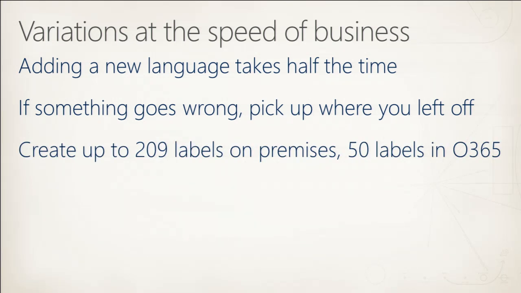We've heard a lot of feedback about this, that in the past we've talked about, okay, 50 labels is the maximum of what you could create on premises, and variations was not available in Office 365. Now variations is available in Office 365. On premises, you can create up to 209 labels. That's potentially one label for every locale that's supported by SharePoint. So you can dramatically increase the number of labels that you have. And on Office 365, we're keeping that 50 label limit, but now variations is available.